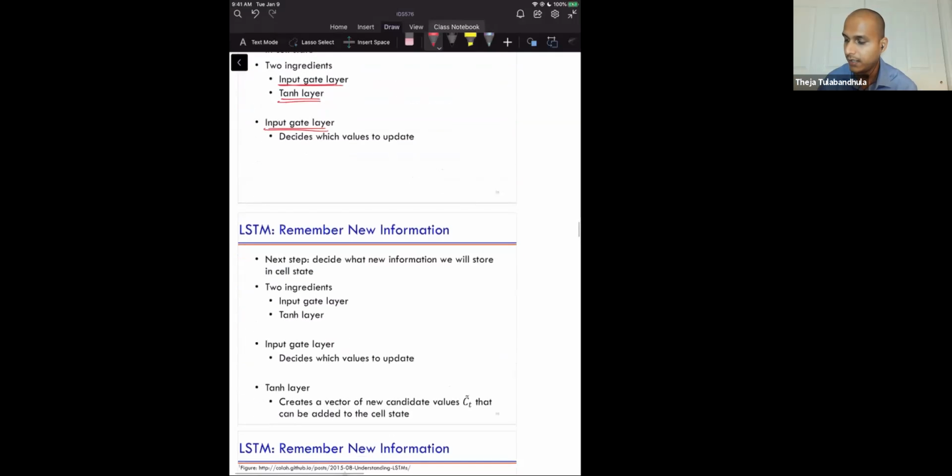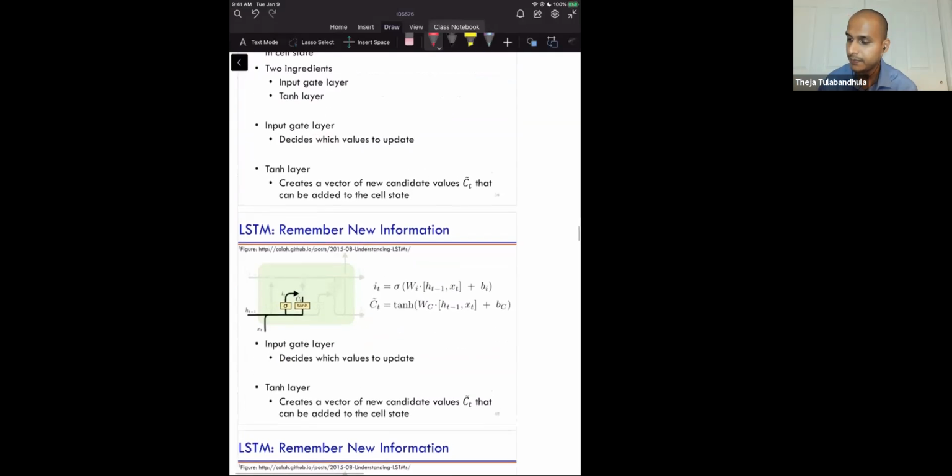So there are two parts to remembering new information. One is an input gate and one is the tanh layer. Decide which values to update and create a vector of new values to update to. So you need where to update and what to update, right? Where to update is this, and what to update is captured by the tanh layer.